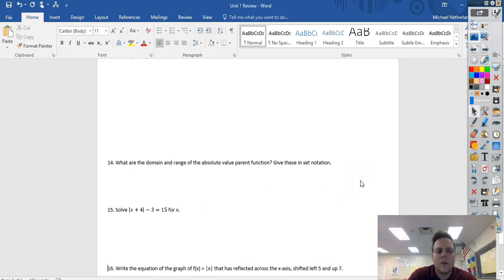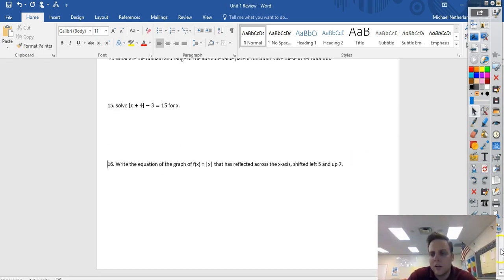Okay, let's move on to problem 16. Oh, sorry. It's our last problem. Write the equation of the graph of f of x equals absolute value of x that has been reflected across the x-axis, shifted left 5 and up 7. So it's just f of x is equal to negative absolute value of x plus 5, plus 7.